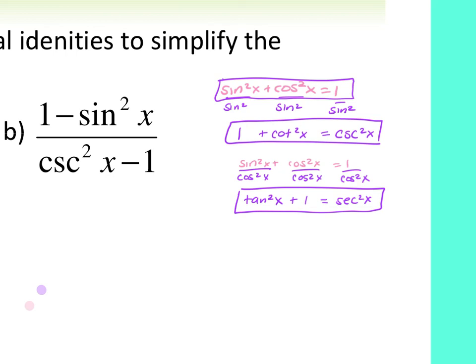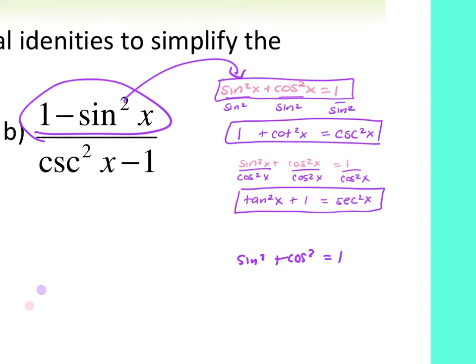All right, so now I know that this one matches with this. So if I have sine squared plus cosine squared equals 1, and I want to get it to 1 minus sine squared, that means I move the sine squared over to the other side. And this whole thing is cosine squared.